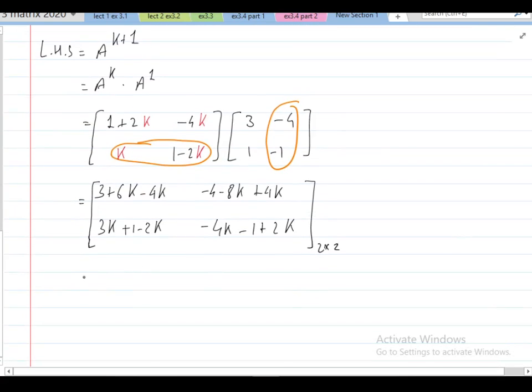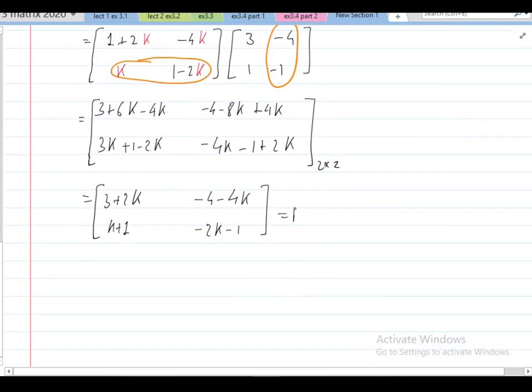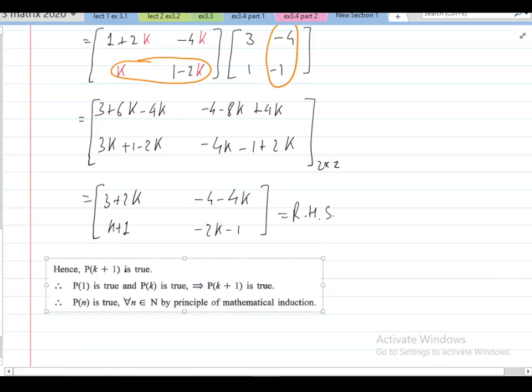Very good. Let's simplify. 3 plus 2k minus 4k, plus 1 minus 2k minus 1. Ta-da! This is your required right hand side. So we can say P of k plus 1 is true, therefore P of n is true for all n belonging to N.